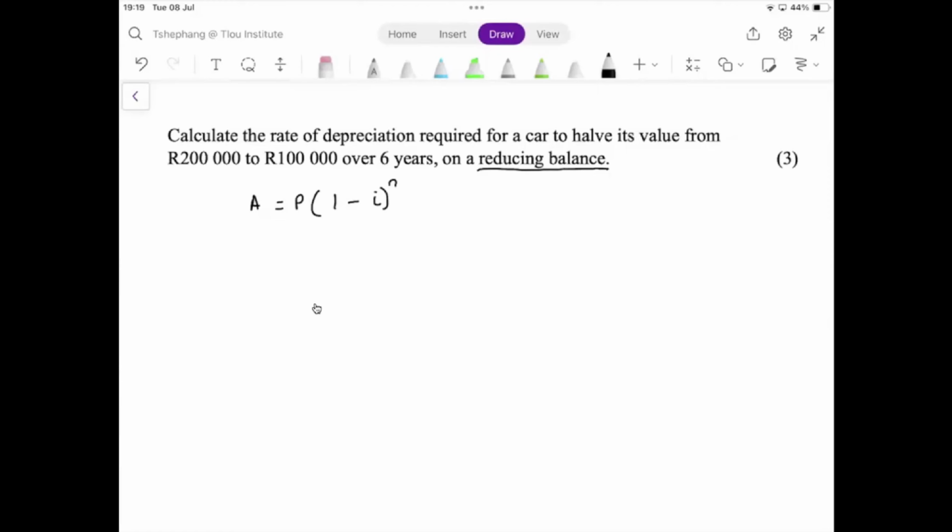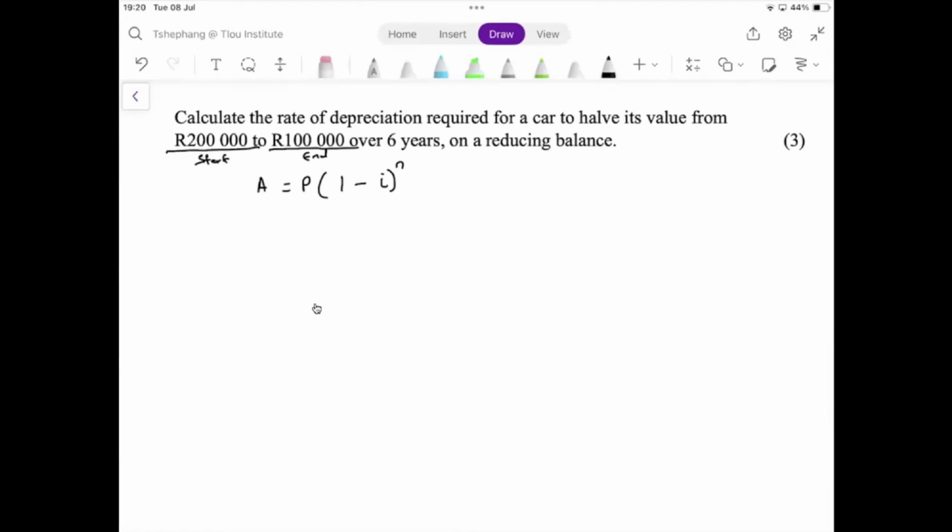Oh, sorry, my mistake. Sorry, I'm reading this wrong. I'm going to correct myself. They say it's going to halve its value. So where did it start? It started at 200,000, and then it depreciates to 100,000. Let's just understand that. Starts at 200,000, ends at 100,000. Hope we're all together there. I made a silly mistake. I apologize for that.